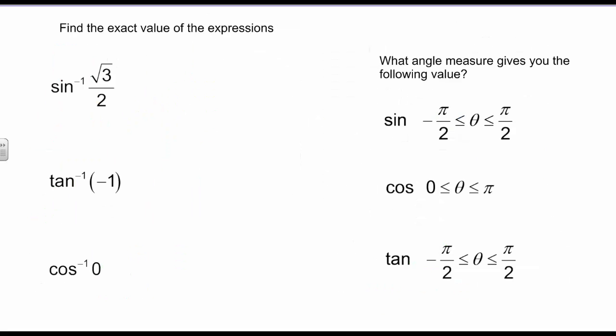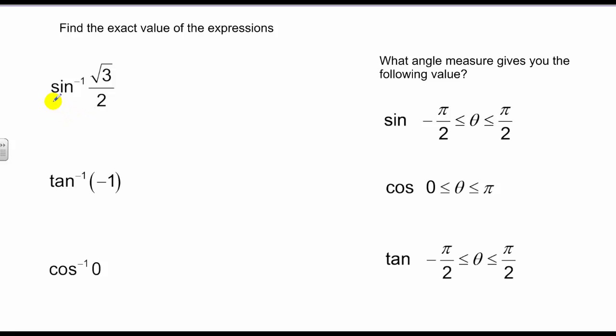Now, we're not going to necessarily graph a whole bunch of these, but what we are going to do is use inverse notation to find values. So when we're asked to find the inverse sine of root 3 over 2, it's basically asking what angle measure gives you the following values. So what we're going to do next is solve some actual inverses, not necessarily graph them, but solve equations or expressions in inverse notation.